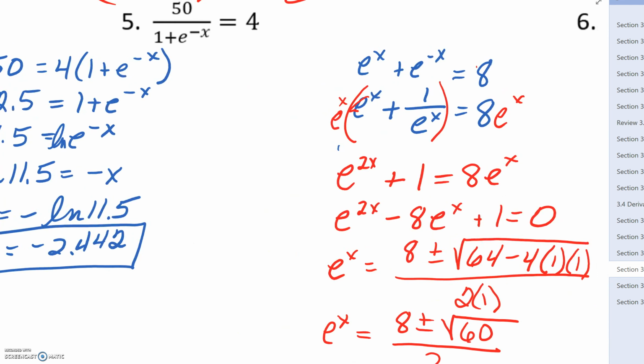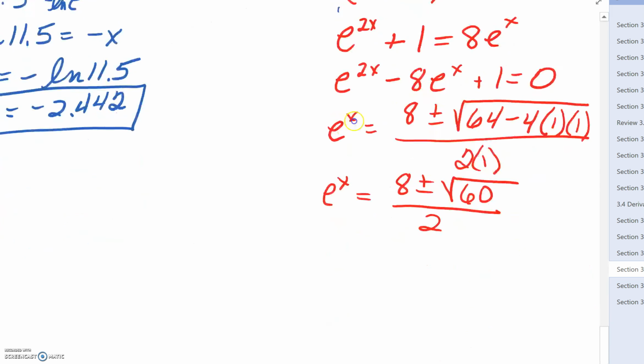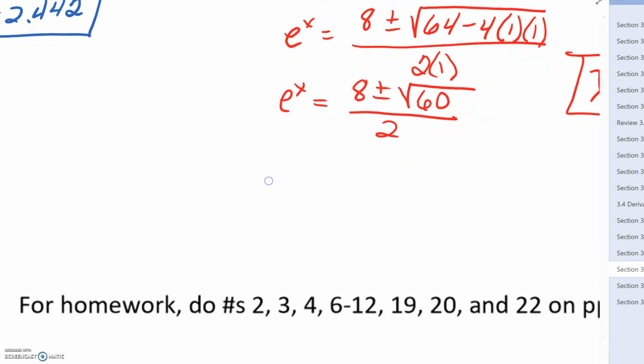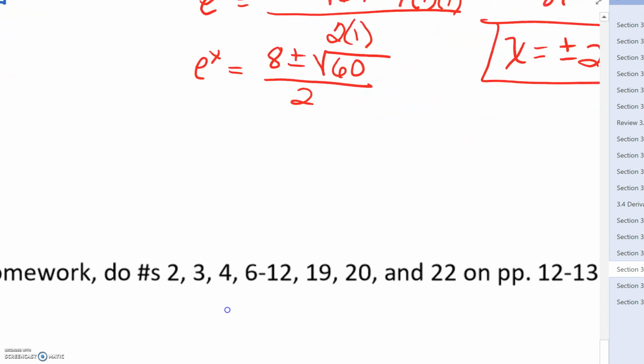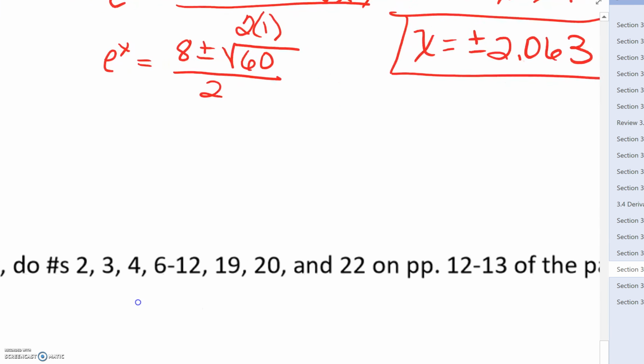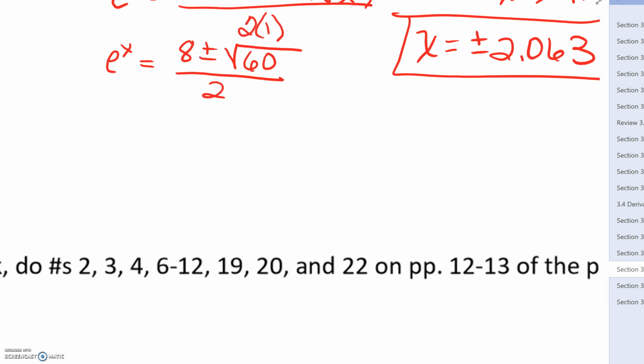Okay, I think that is all then for this section. At this time, you should be able to do those homework problems that I have listed down at the bottom of your handout there. So try to do those for tomorrow.